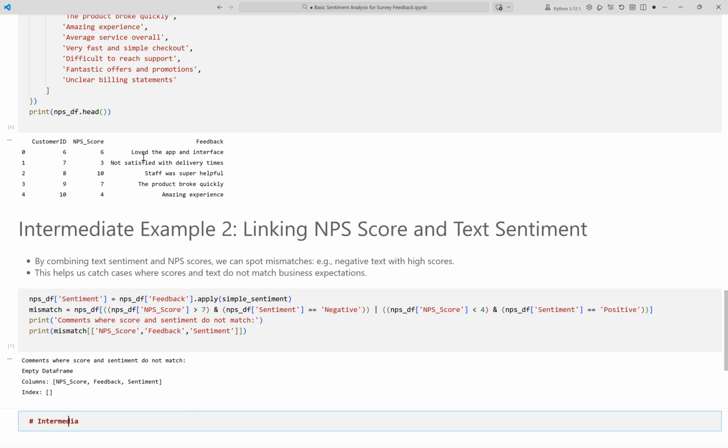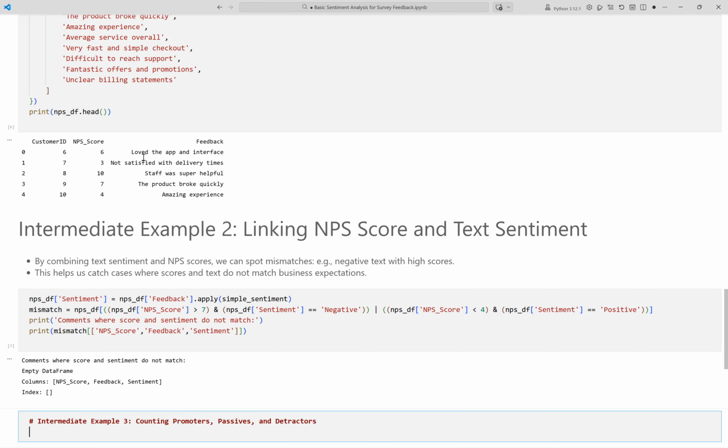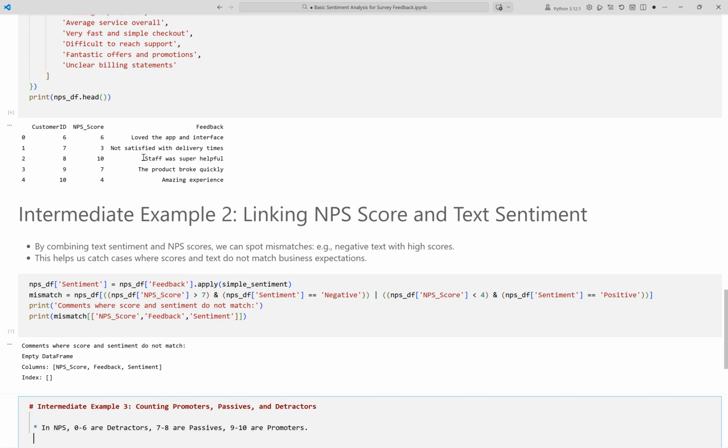Intermediate Example 3. Counting promoters, passives, and detractors. In NPS, scores from 0 to 6 are detractors, 7 to 8 are passives, and 9 to 10 are promoters. Segmenting customers helps businesses target improvements to the right group. Running the cell now.